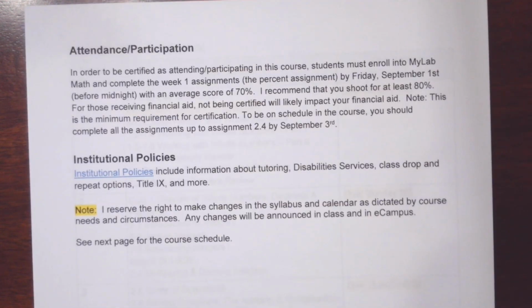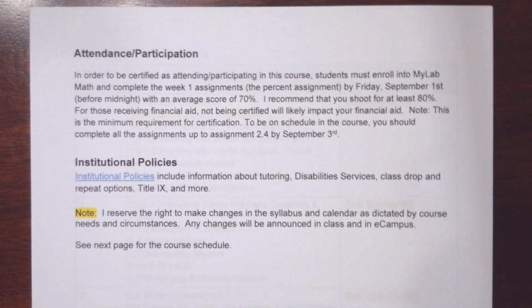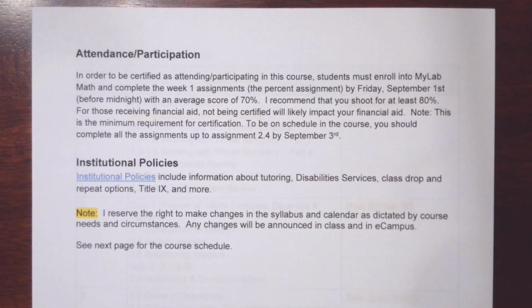Let's see, what else do we have here? Just about done. Attendance, participation. This is an online course, so of course it's different than if you're in person. For those that are in person watching this, for you it's a little bit different. We'll talk about that in class. But for those of you in an online course, since you're not coming to class, this is how you participate. You must enroll in my math lab and complete the week 1 assignments. Those are the ones in the first box on the schedule, which we'll see in just a minute.